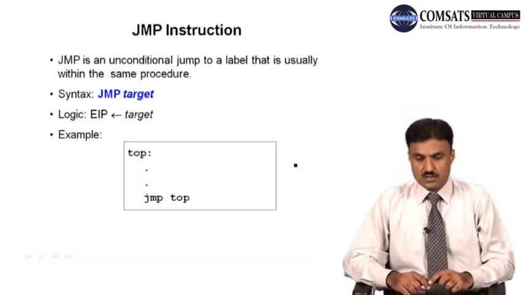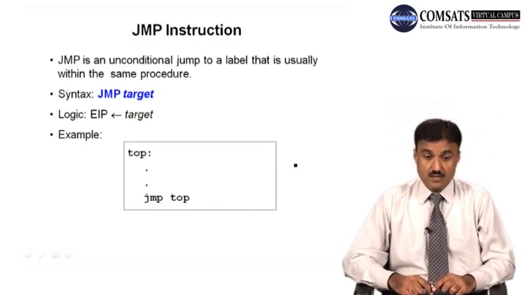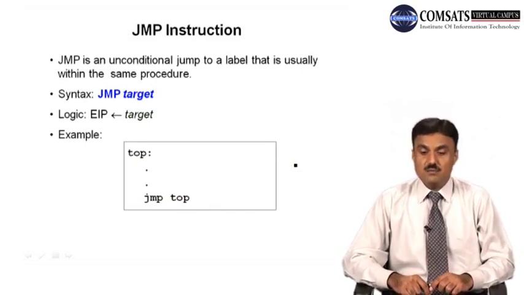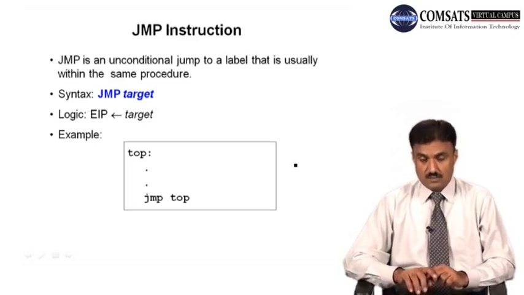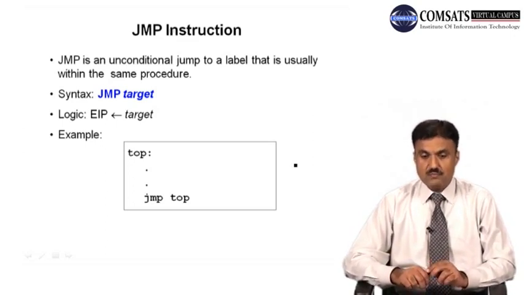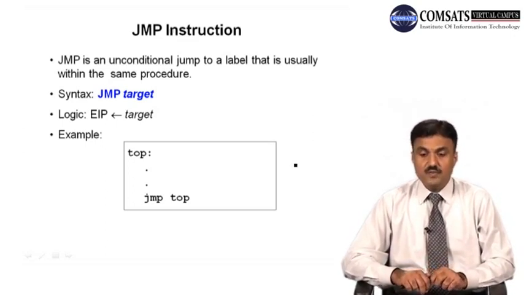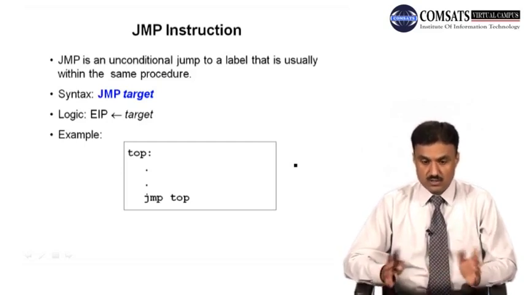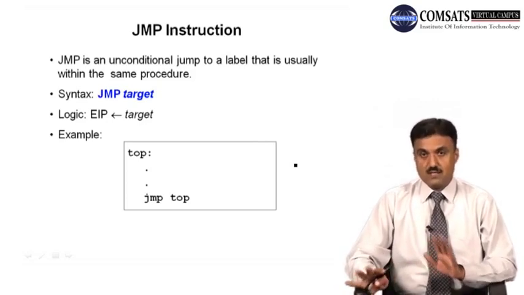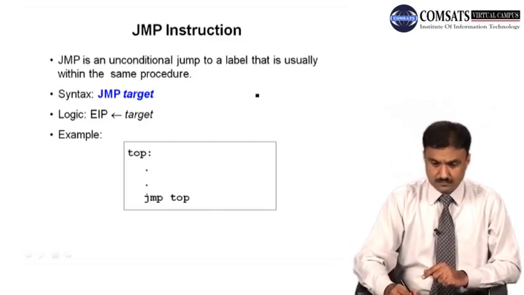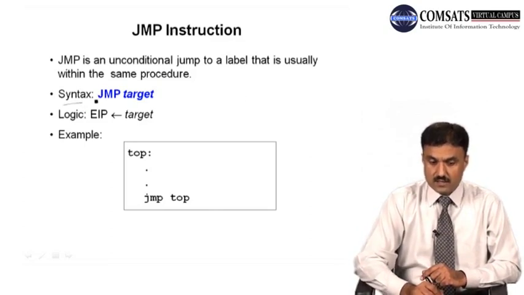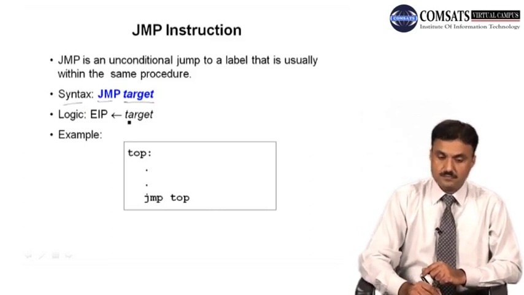Here the first instruction is the jump instruction. Jump is in the category of unconditional transfer of control instructions. Jump is an unconditional jump to a label that is usually within the same procedure. We will discuss procedures later; right now we are not using procedures. So for example, if we write a program, what is the syntax? The syntax is jump, and this is a target.